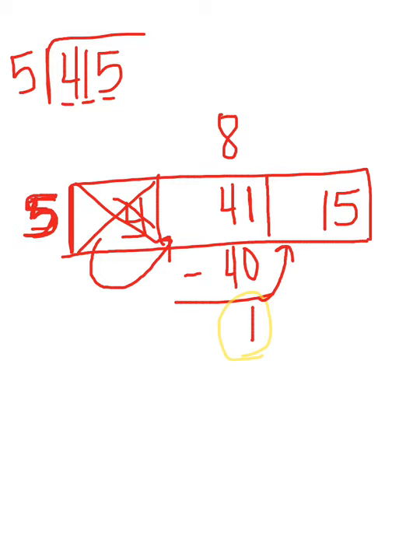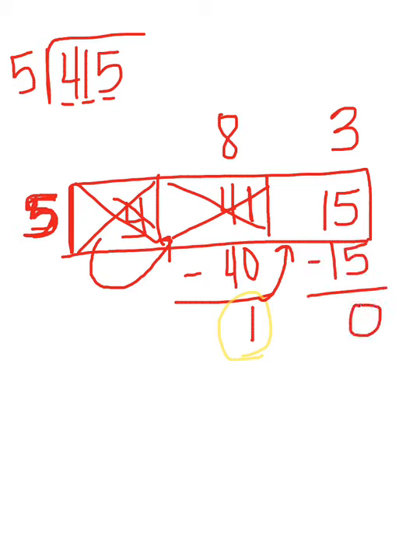Now we're looking at this last box, and we're done with this middle box. 5 times what equals 15? 3. 3 times 5 is 15. 15 minus 15 is 0. Now, you don't have to cross out the boxes. I'm just doing that to show you what it would look like. But you're more than welcome to cross it out if that helps you. So that means 415 divided by 5 is 83.